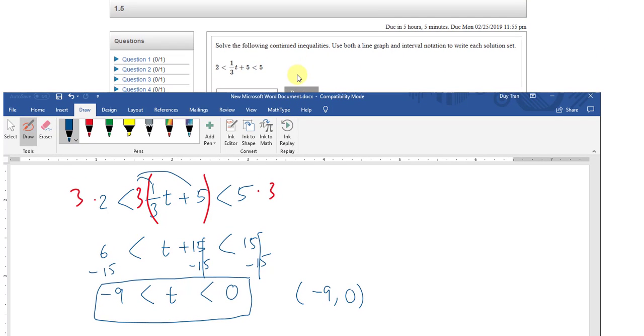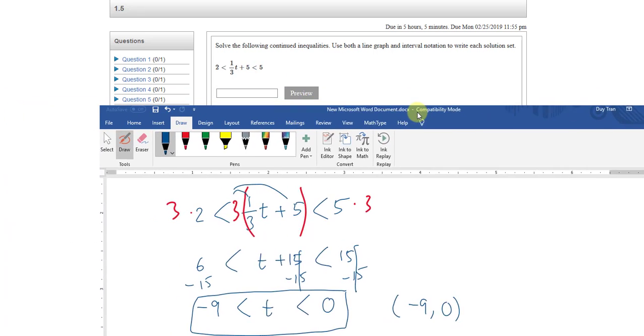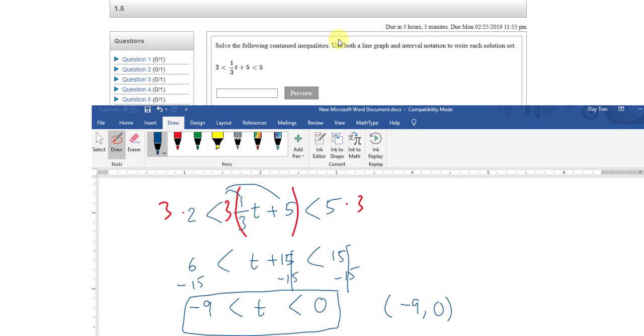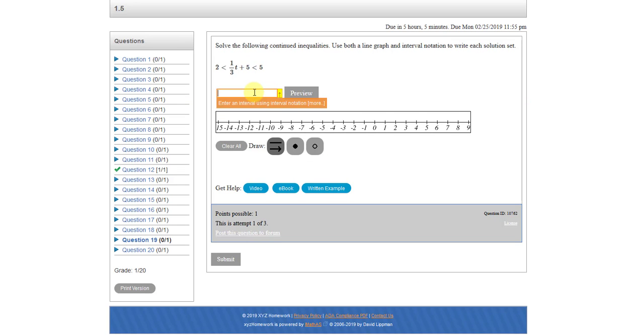Let's go back to here. How do I enter the answer? So they use both a line graph and interval notation. So this is the interval notation, which is minus 9 comma 0.